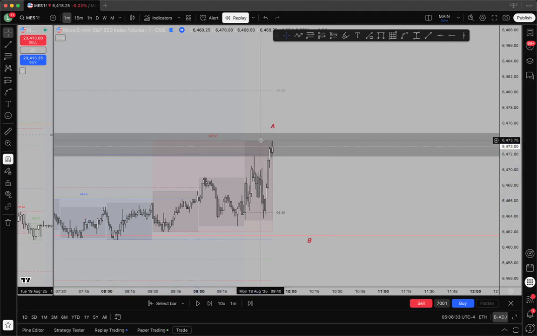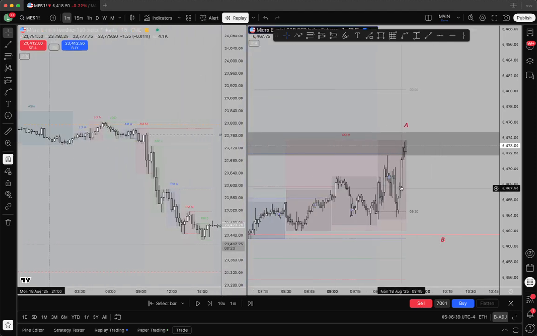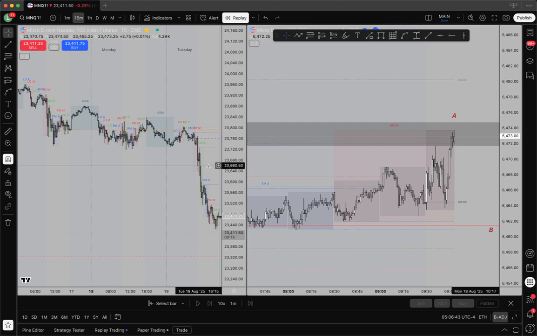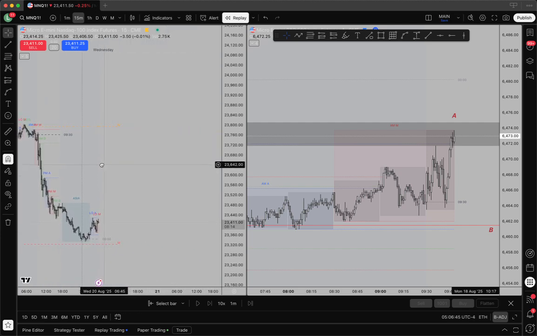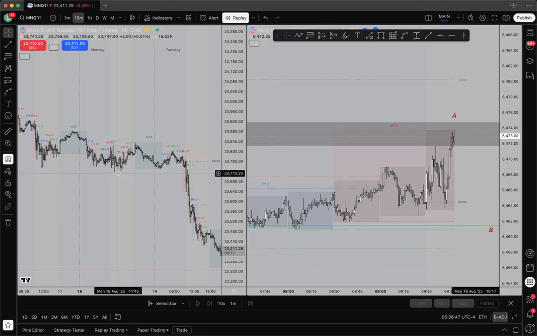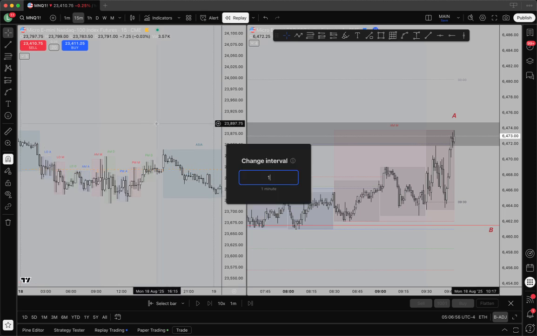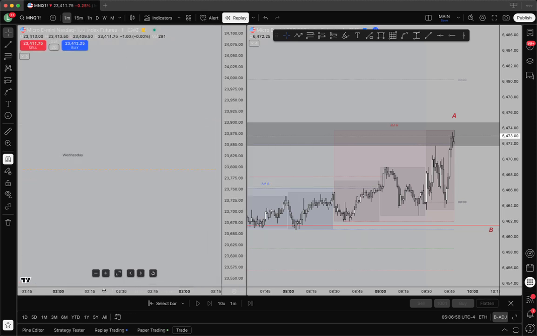So what do I want to see when we enter this area? The absolute most important thing is an SMT. So if we drag up the NASDAQ, unfortunately I can't replay back, so let me just find it on here. It's somewhere around here if we zoom in.